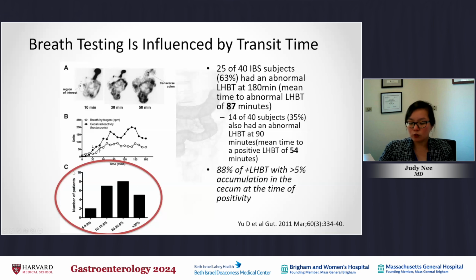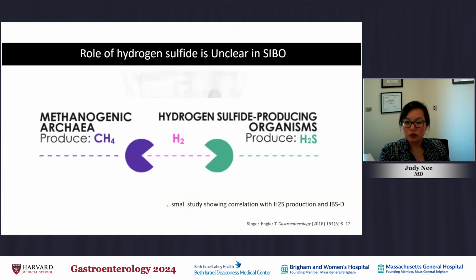But what they found, what was so interesting, is that 88% of those with a positive lactulose hydrogen breath test already had greater than 5% accumulation in the cecum at the time of positivity. This is suggesting that actually the substrate has reached the colon and that we underestimate the time that it takes to get there. And that peak that we're seeing in hydrogen, or the rise in hydrogen, is actually from the colon.